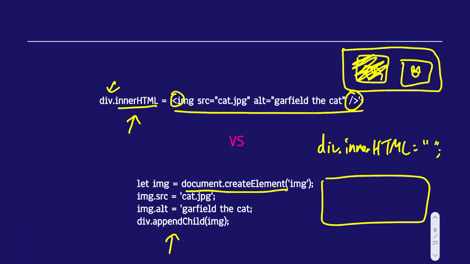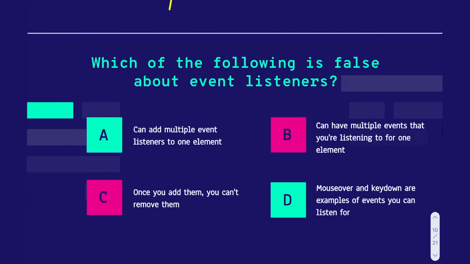Right, next question. Which of the following is false about event listeners? A, can add multiple event listeners to one element. B, can have multiple events that you're listening to for one element. C, once you add them, you can't remove them. Or D, mouse over and key down are examples of events you can listen for. And yes, the answer is C.